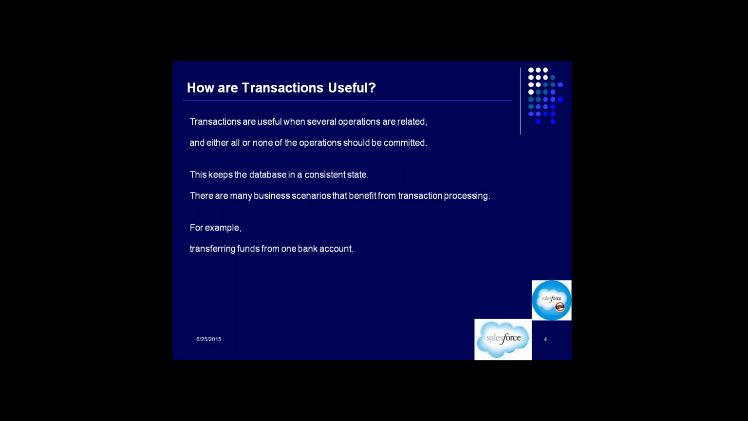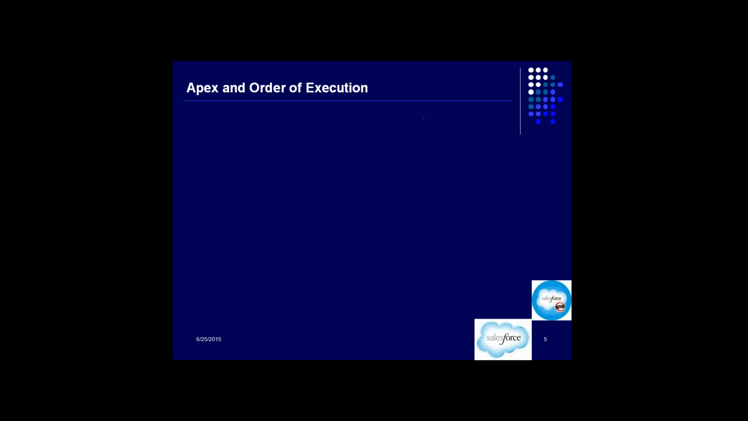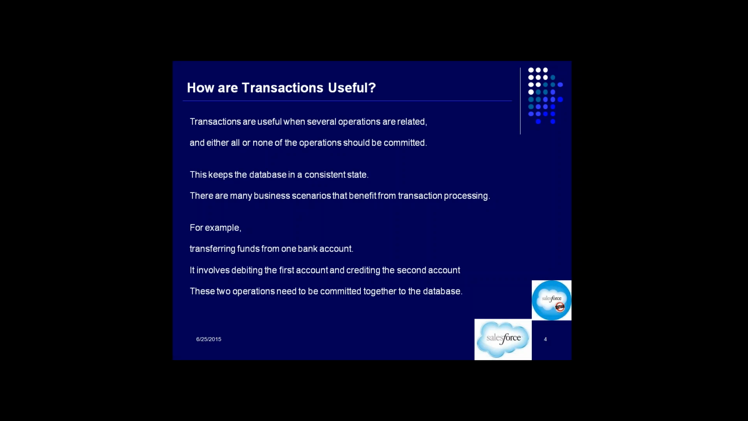If that is not rolled back, then the entire system will become inconsistent, and it will be very difficult for us to manage things, right? So that's one more example that we are talking about here. Transferring funds from one bank account involves debiting the first account and crediting the second account. These two operations need to be committed together to the database. So either both of them should happen or none of them. So this is where your transaction concept helps.